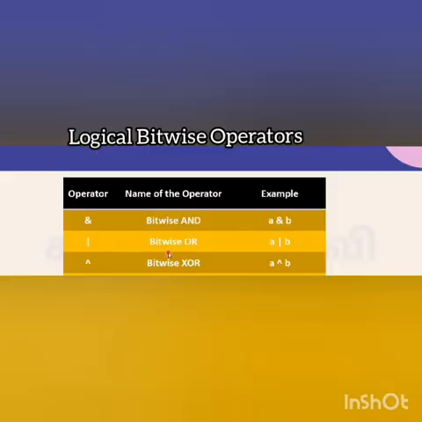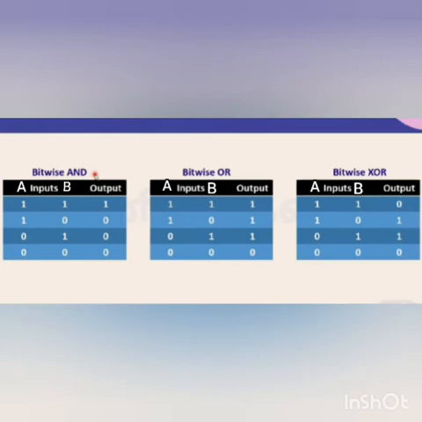First operator is logical bitwise operators. Logical bitwise operators consist of three types. First one is bitwise AND operator, second one is bitwise OR operator, and the third one is bitwise exclusive OR operator. Already we have learnt AND, OR, and exclusive OR in the number system lesson. Do you remember that? Now let's see the truth table for bitwise operators AND, OR, and exclusive OR.